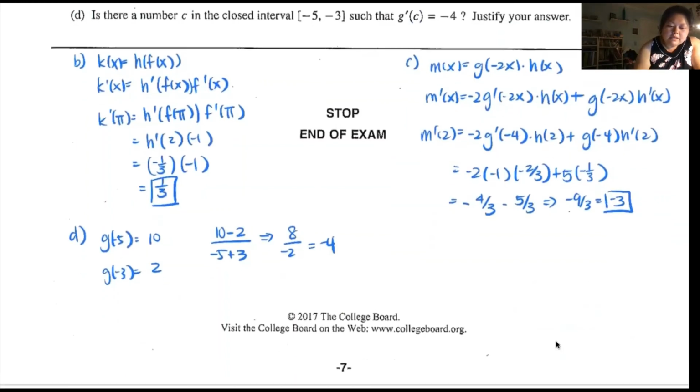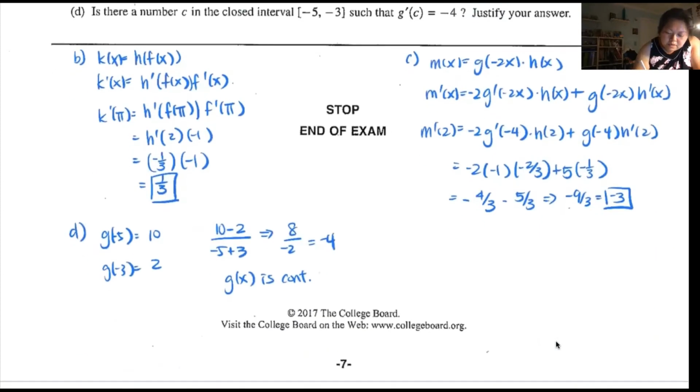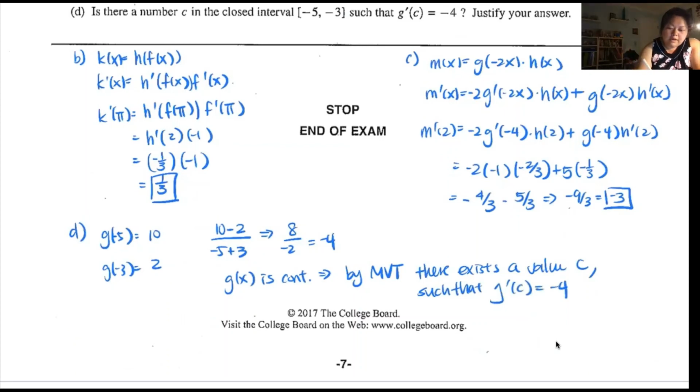Because g is differentiable, as it says up there, it's continuous. And so by MVT, there exists a value c such that g prime of c will equal negative 4, because you have the slope equaling negative 4, so the derivative will equal the slope. Okay, that's it.